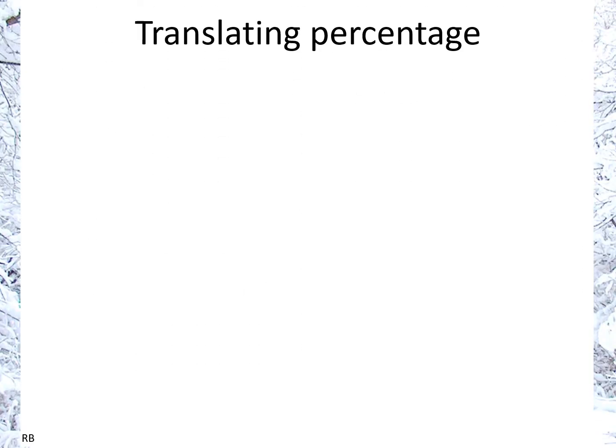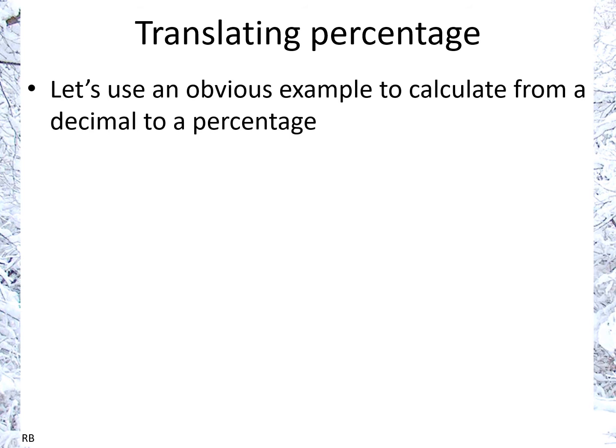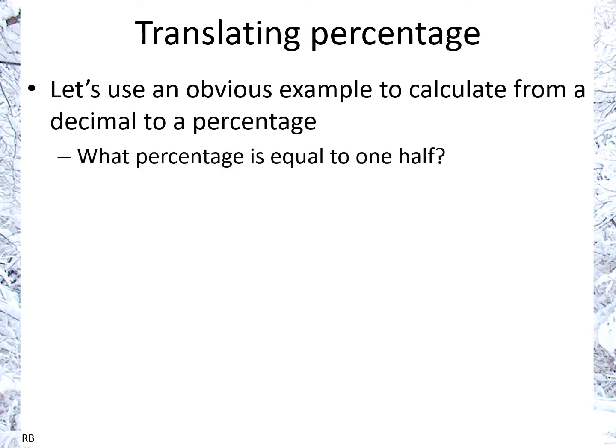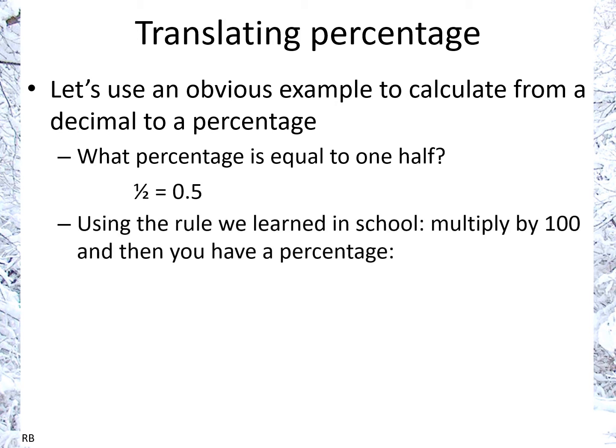Now, translating percentage. Let's take an obvious example to calculate a decimal to a percent. So what percentage is equal to 1/2? Now you may know that already, but let's go through the process. So 1/2 is 0.5, and using the rule we learn in school, multiply by 100, and then you have the percentage. So 0.5 times 100 is 50. That means we have 1/2 is 50%.